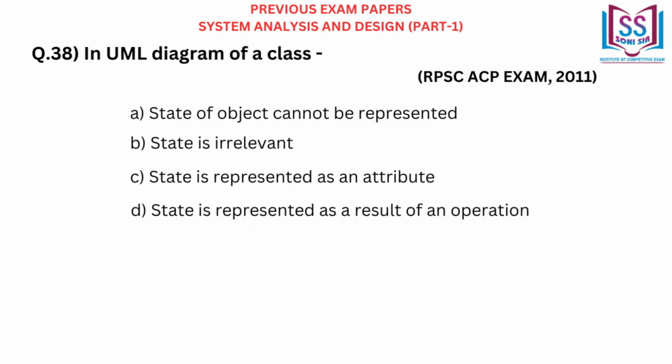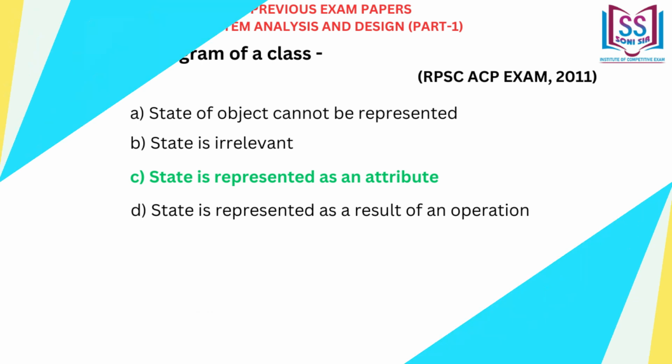In a UML diagram of a class: A. State of object cannot be represented. B. State is irrelevant. C. State is represented as an attribute. D. State is represented as a result of an operation. Correct answer: C. State is represented as an attribute.